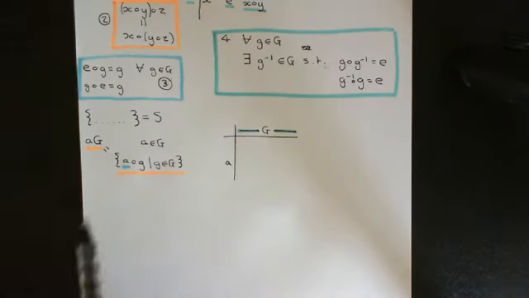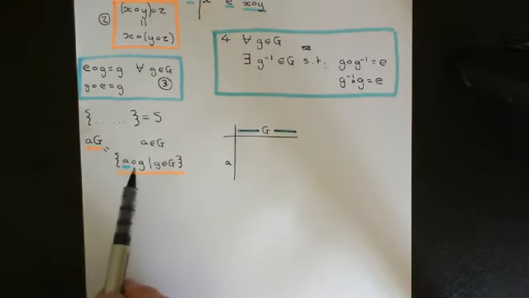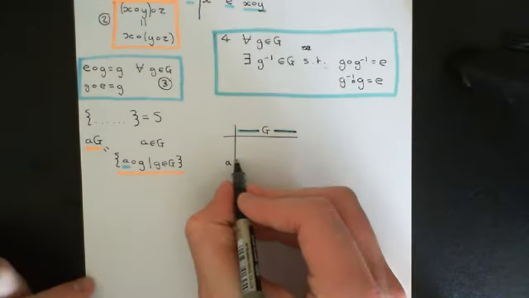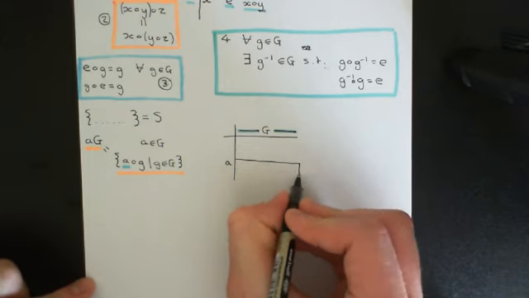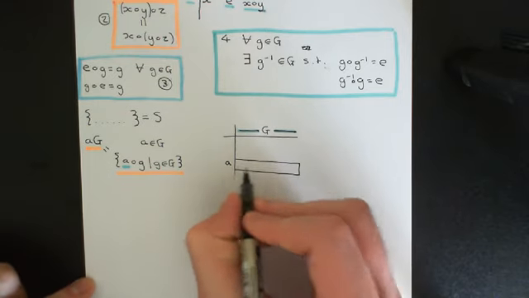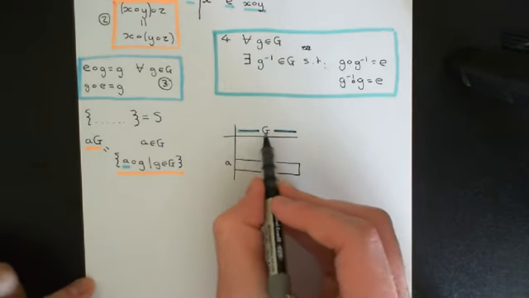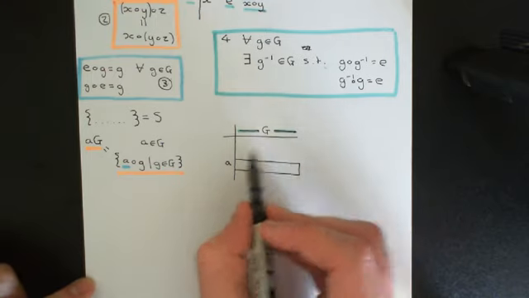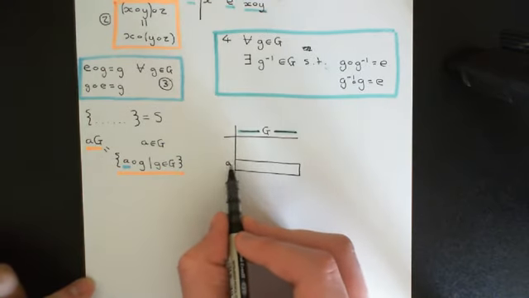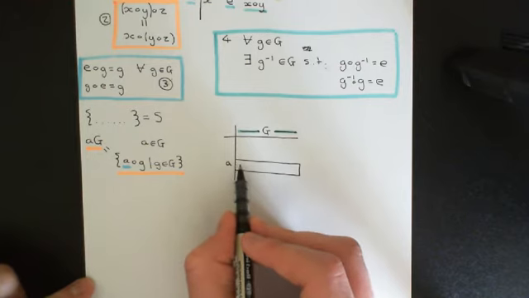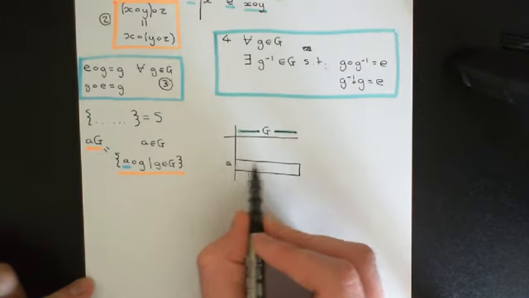Now, if we want to take the set, which is all elements of the group capital G left multiplied by a, hopefully you can see that that is just this row of entries here. Because what we're going to do is go through every element of capital G and left multiply it by little a, and we will get the answer that's in this row.